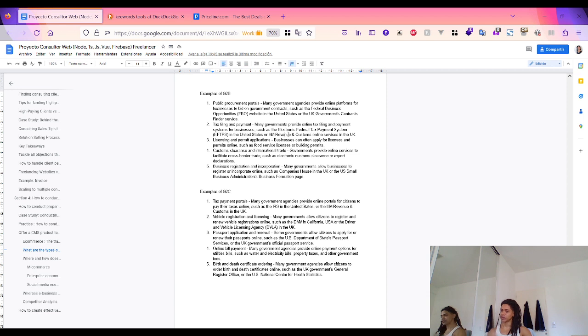And the other is business registration and incorporation. Many governments allow business to register or incorporate online, such as Companies House in the UK or the US Small Business Administration business formation page.